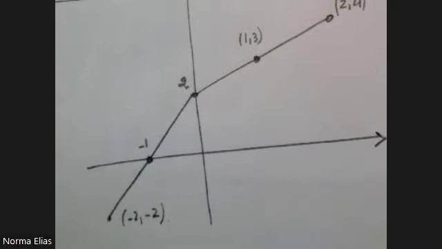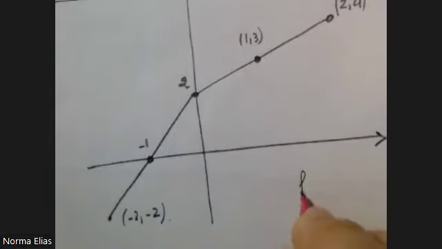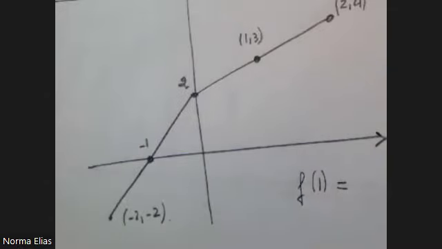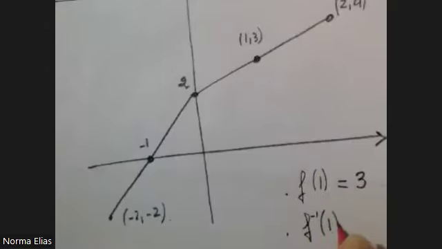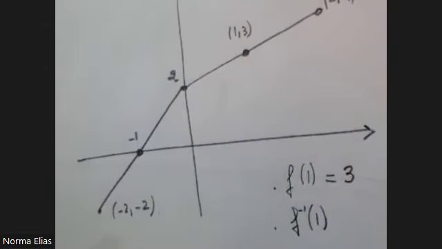Question number 1 is a very straightforward question. What is f of 1? Quickly, I want very quick answers because it's simple. f of 1 is equal to 3. Now, question number 2 is, what is f inverse of 1?